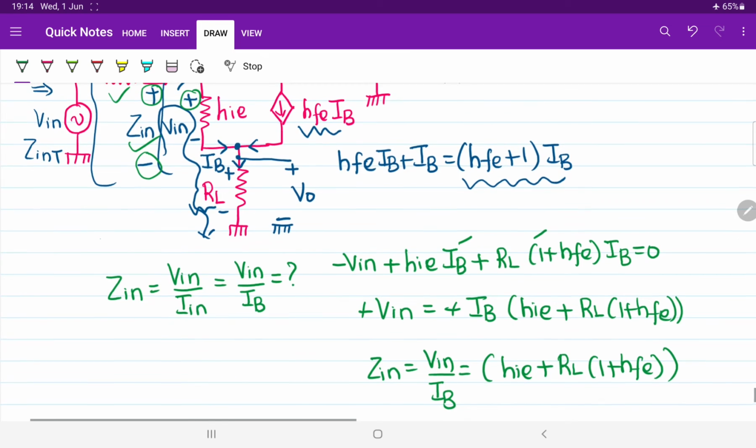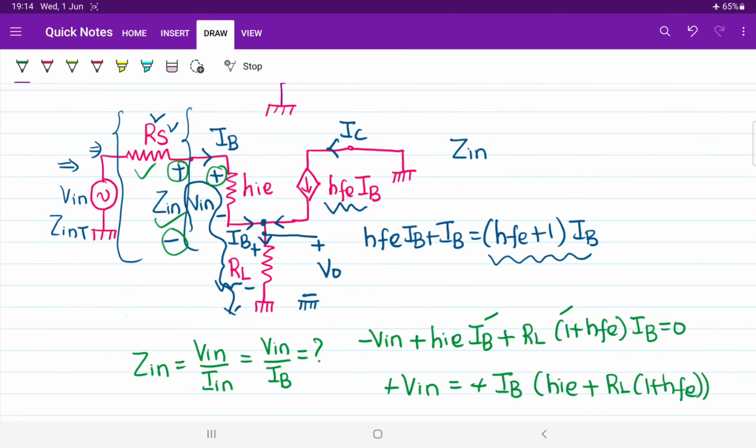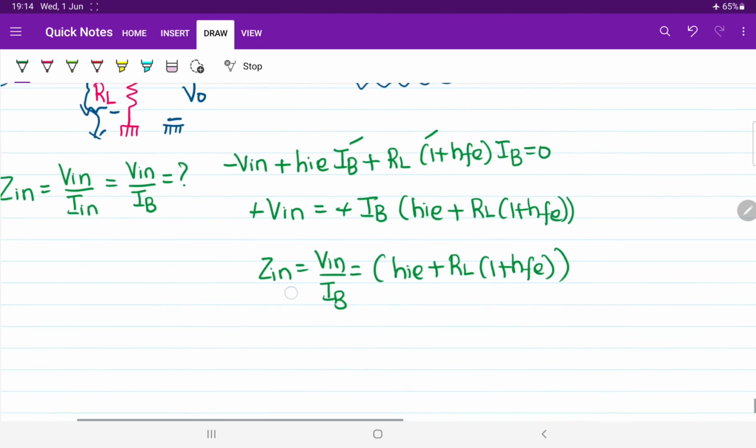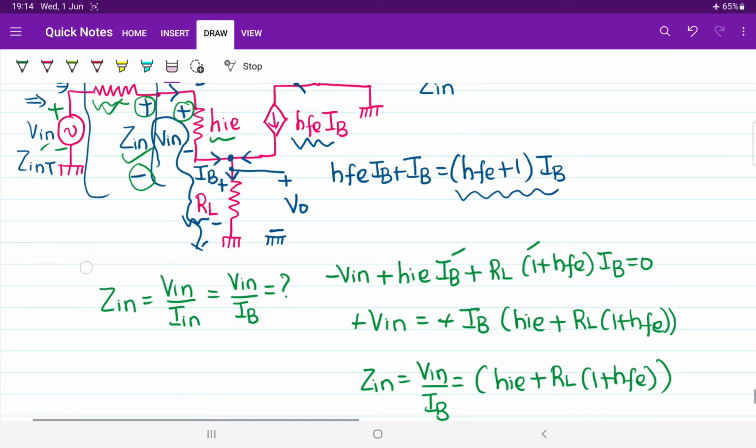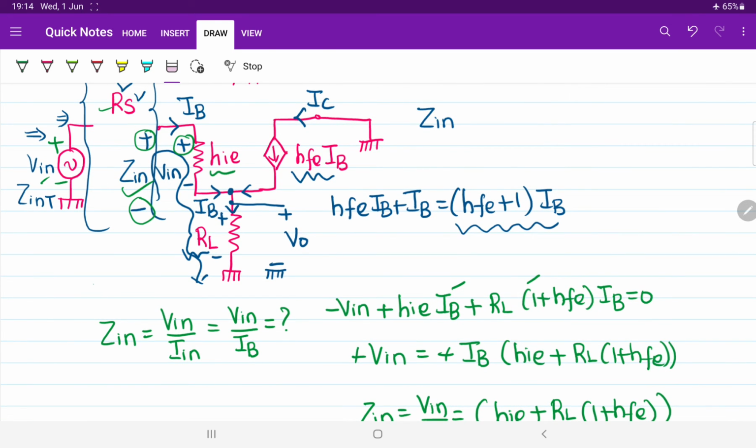Suppose in the same question, if you are requested to calculate the overall input impedance, then what you must do? Just consider the value of RS also. Start the KVL from here, then it will become minus Vn plus IB into RS and then plus IB into HIE. Further, that's all. So the resultant will be that the overall value will be added with the resistance RS also when we are considering overall input impedance. Whereas here we are just calculating the input impedance offered by the transistor. So for input impedance offered by the transistor, you need not consider the effect of source resistance. That is what I would like to conclude.